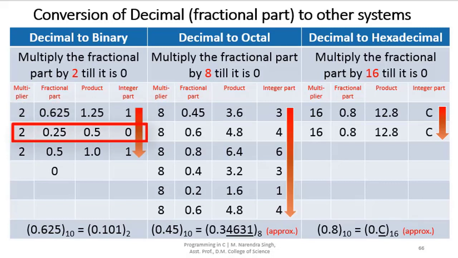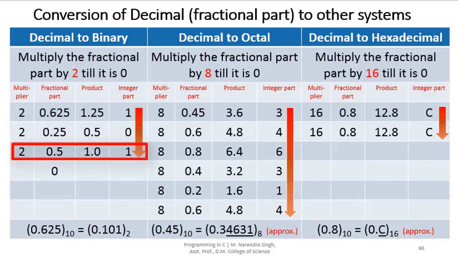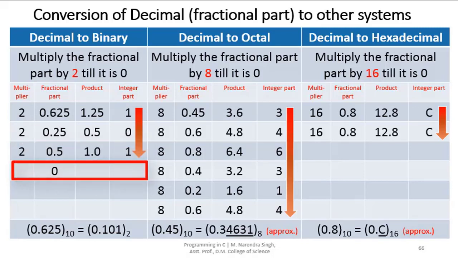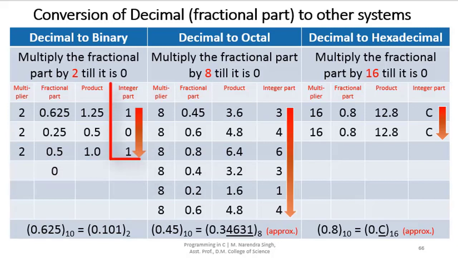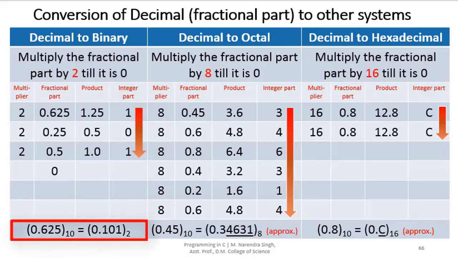The remaining fractional part 0.25 we multiply again by 2. The product is 0.5. We take out the integer part 0 and multiply the fractional part 0.5 by 2. The product is 1.0. We take out the integer part 1 and the fractional part remaining is 0. Here we end the process of conversion. Now we collect the integer part from top to bottom. So the binary equivalent of the decimal fractional part 0.625 is equal to 0.101.